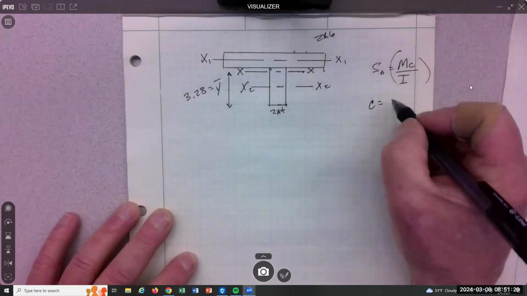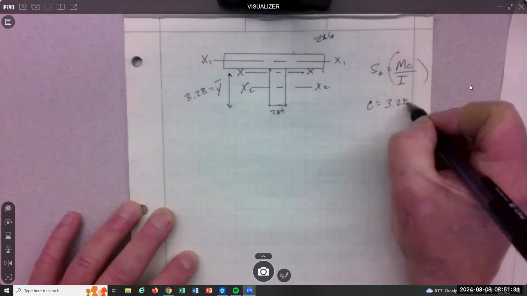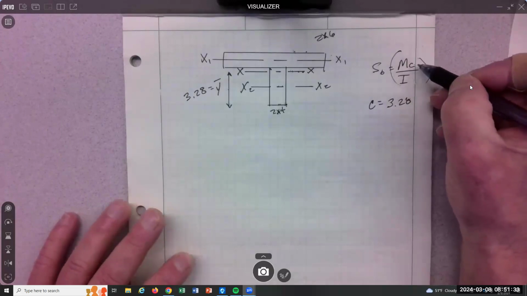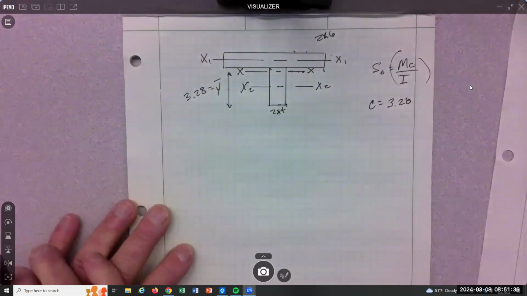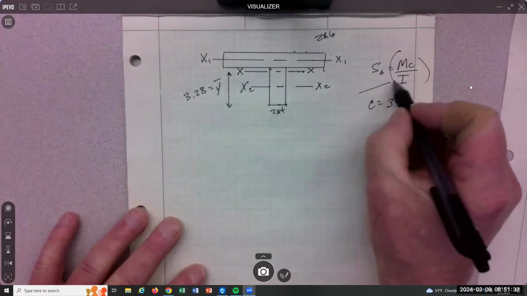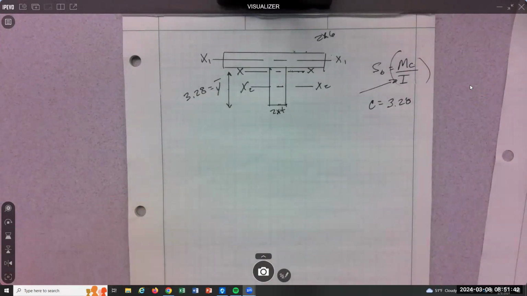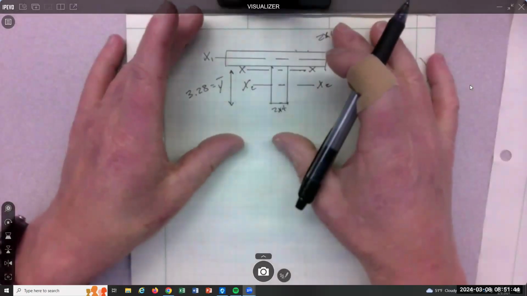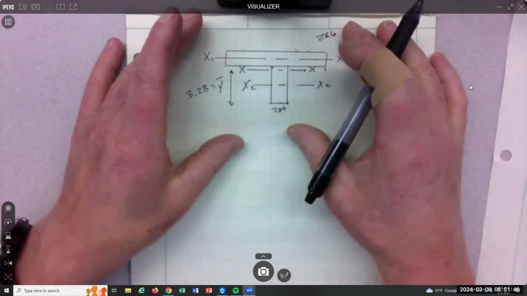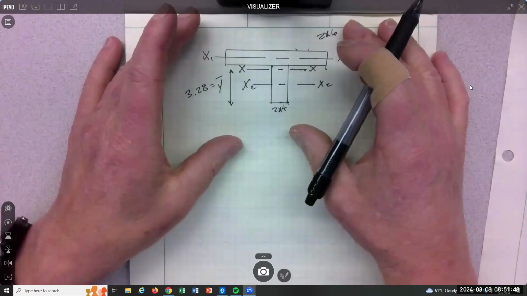So it's gonna be y bar, 3.28. So that's in the equation for bending stress, right? The other thing that's in the equation is inertia. And inertia is a property of the cross section. It is not a property of material.